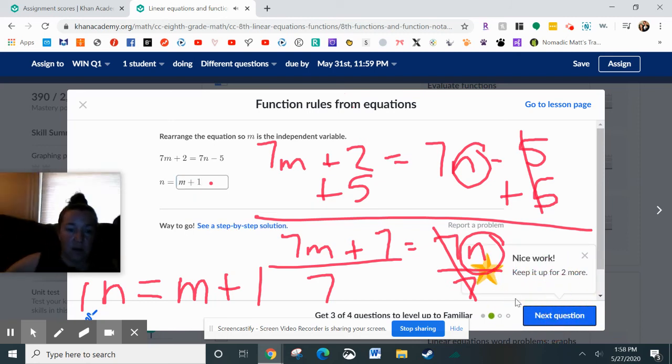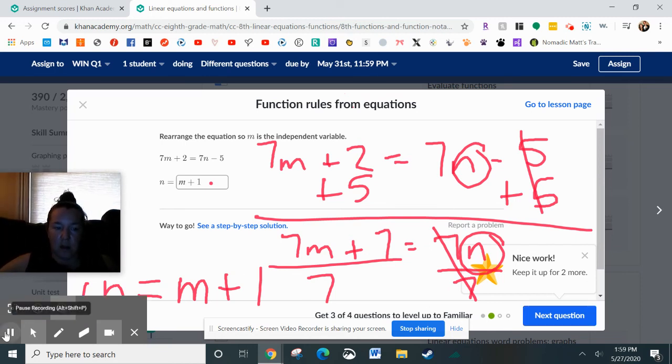All right, so that's all we're doing. When we're trying to rearrange the equation to make whatever variable they're choosing be independent, we're basically solving for the other variable by itself. We're doing some rearranging. So give it a shot. See if you can do it.